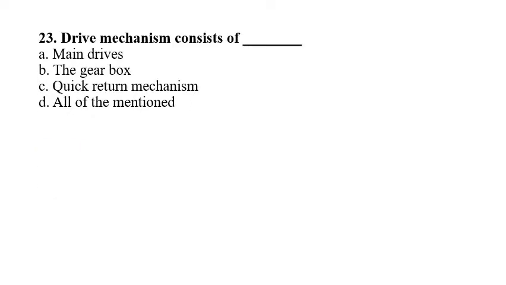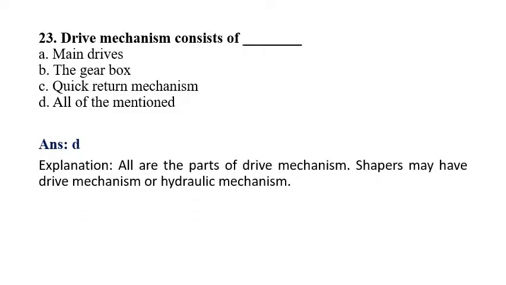Question number 23. Drive mechanism consists of main drives, the gearbox, quick return mechanism, all of the mentioned. The answer will be D, all of the mentioned. The drive mechanism mainly consists of main drives, gearbox and quick return motion mechanisms.